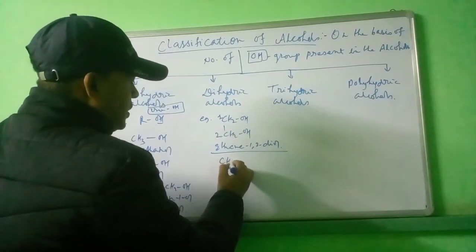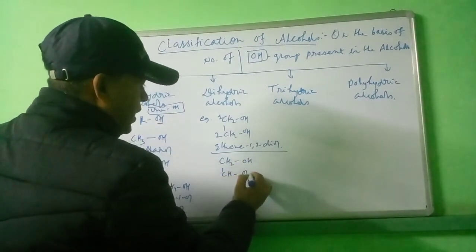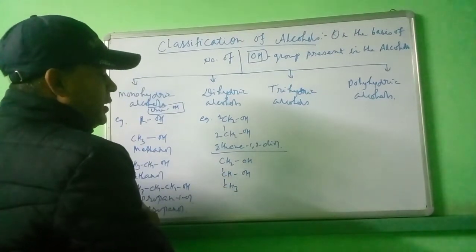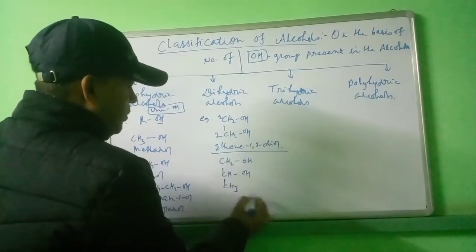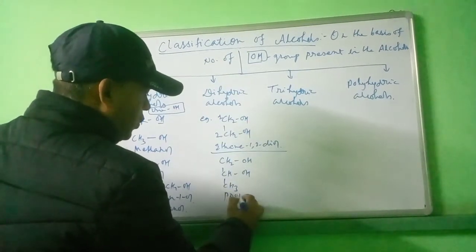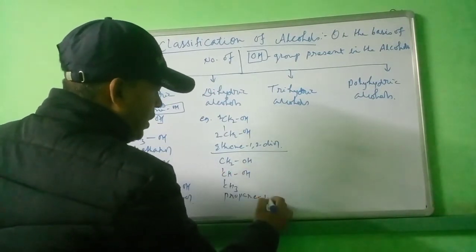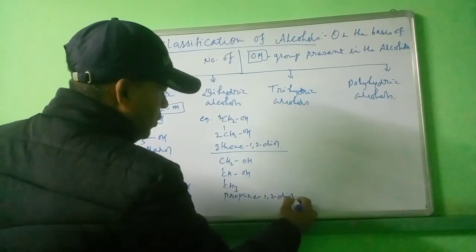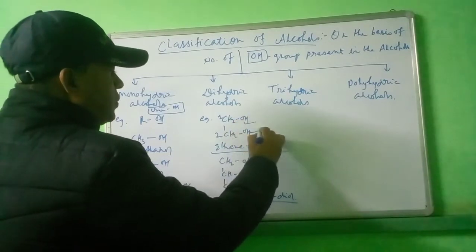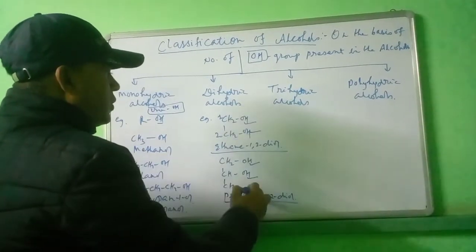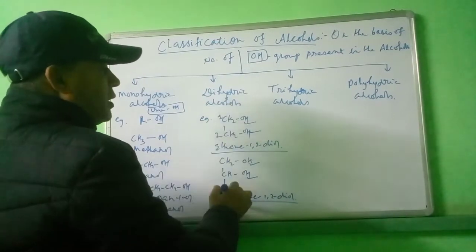Suppose your compound is CH2OH, CHOH, here the CH3. Then what is the IUPAC name? Here there are 3 carbons, so propane, 1 position, 2 position, 1,2-diol. Okay. So here the number of OH groups, how many? 1, 2. Two hydroxyl groups are present in the alcohol. Then such alcohols are said to be dihydric alcohols.